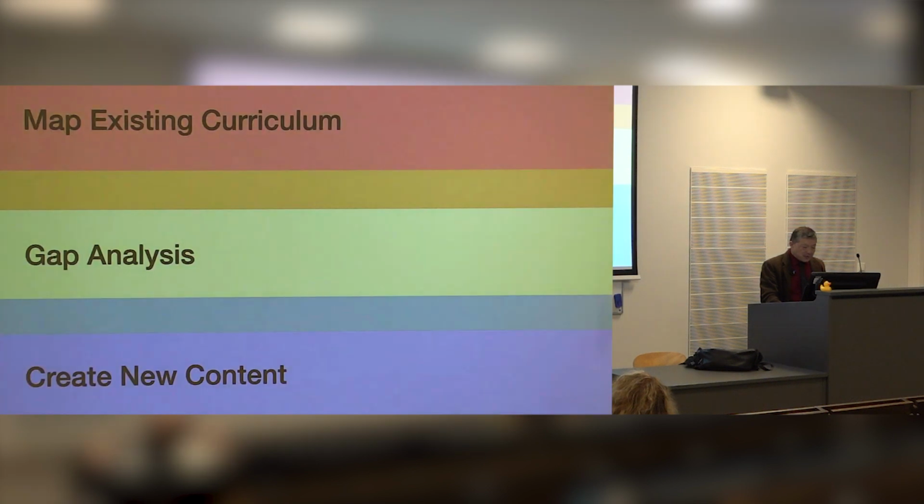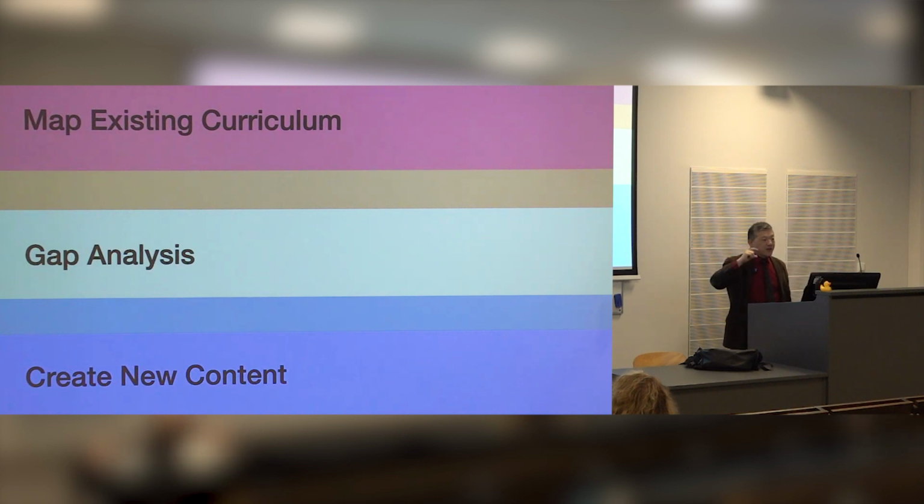And so what we started with in our school is we said, okay, here's what we're teaching in terms of computer science, and we wanted to map that curriculum to the standards. And then we wanted to say, let's do a gap analysis and figure out where are those things that we aren't covering. And then let's look to build new content to fill in the areas that we still needed to fill.